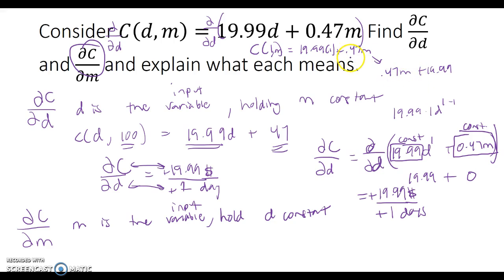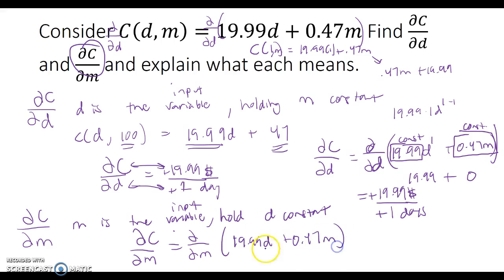In fact, it doesn't really even matter how many days you keep the truck for. You're always going to pay 47 cents for each additional mile that you drive. So if we looked at taking the partial derivative of the cost function with respect to m, treating m as the variable, letting d be the constant, that's going to be the partial derivative of the right side, which is 19.99d plus 0.47m. Okay, well, this is a constant, so I'm going to box that up. And this is a constant, so I'm going to box that up.